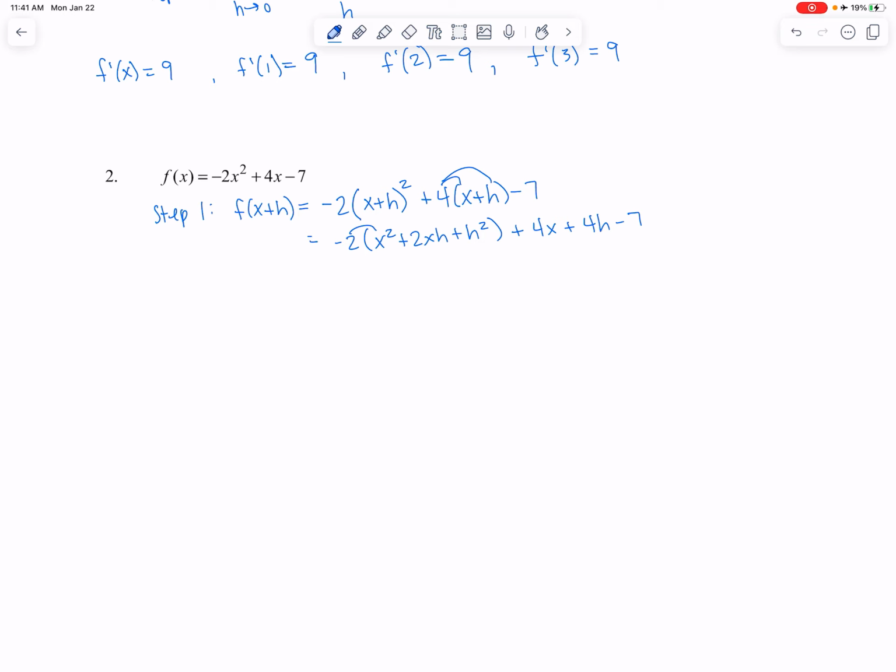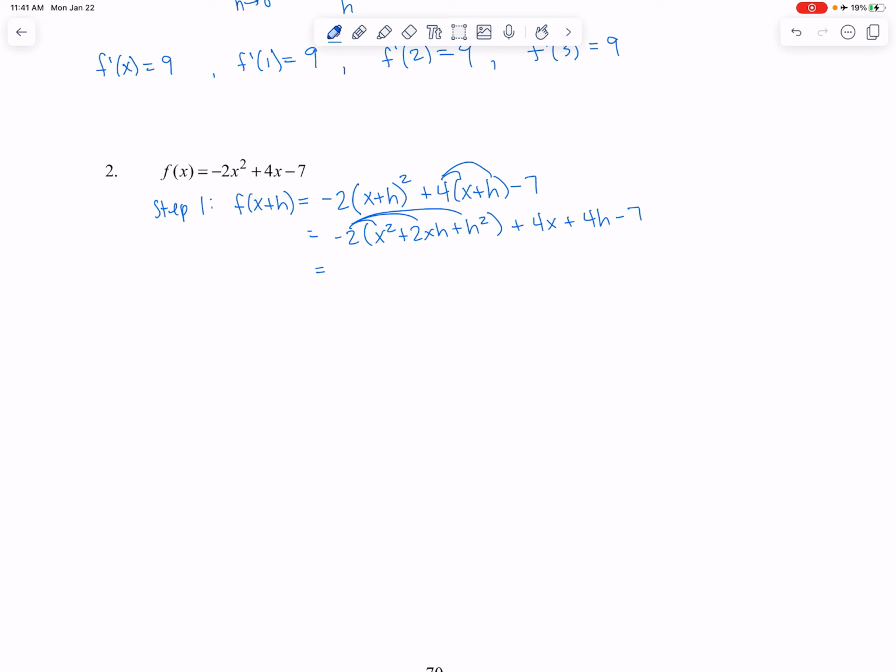And then let's distribute the negative 2. Negative 2x squared minus 4xh minus 2h squared plus 4x plus 4h minus 7. I do not see any like terms.